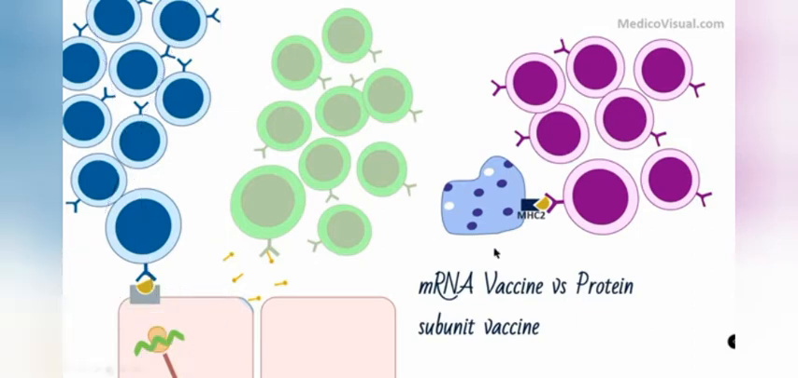Now what about mRNA vaccine versus live attenuated virus vaccine? Live attenuated virus is basically a living virus, a live virus, but it is weakened. It is weakened so much that it is no more pathogenic. It can trigger immune response, but it cannot cause the disease. We use certain chemicals to weaken this virus.